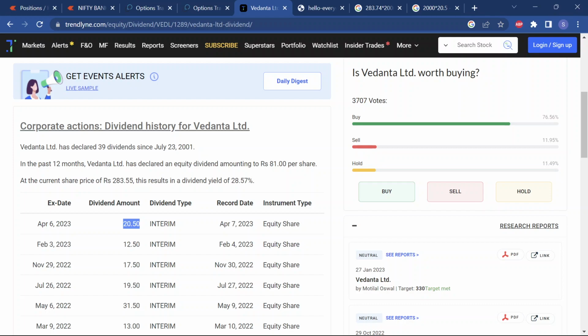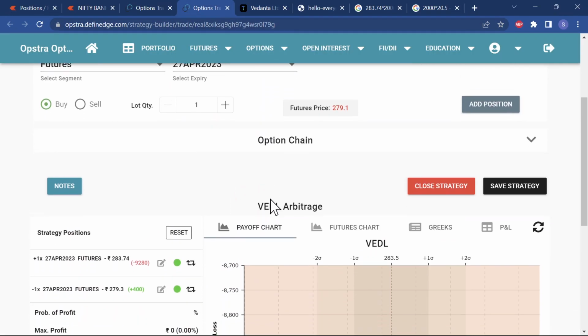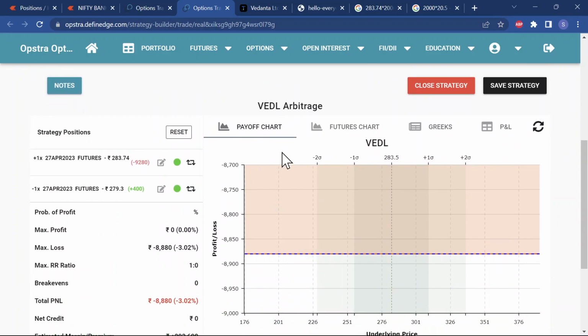In this case, it happens to be that there is a way, you can do an arbitrage trade, and let me show what I did. So I'll be using Opstar to show you what I did. Since Opstar doesn't have a provision to add the spot numbers, I have used futures for both legs, but first leg is actually the cash segment.